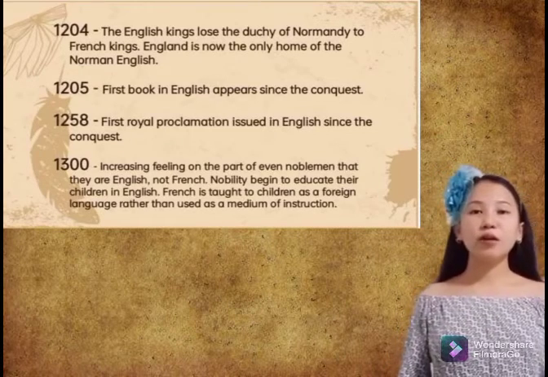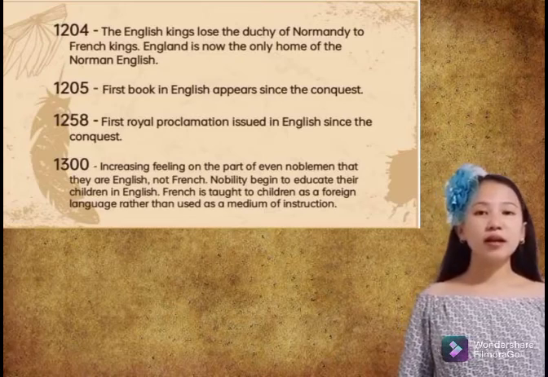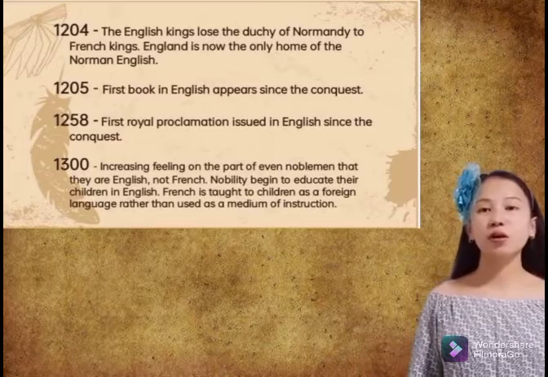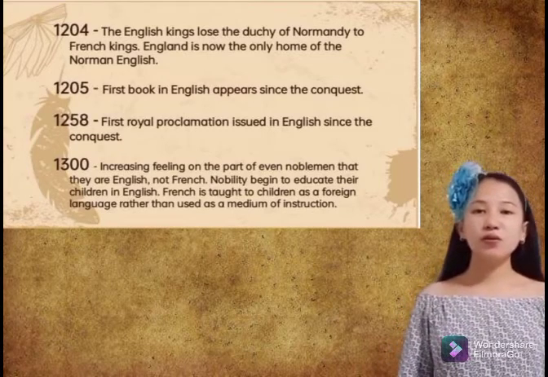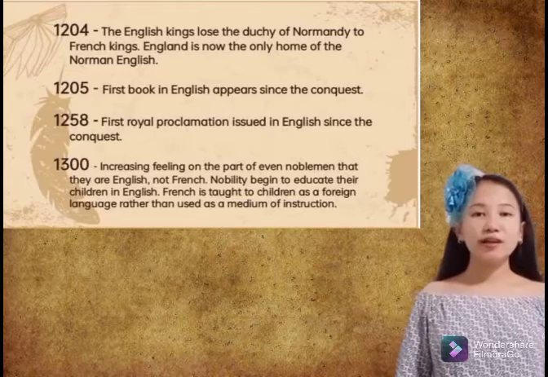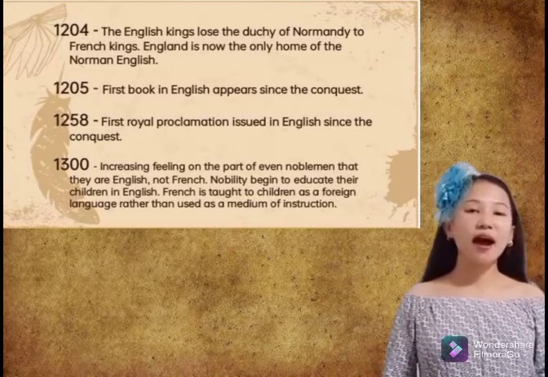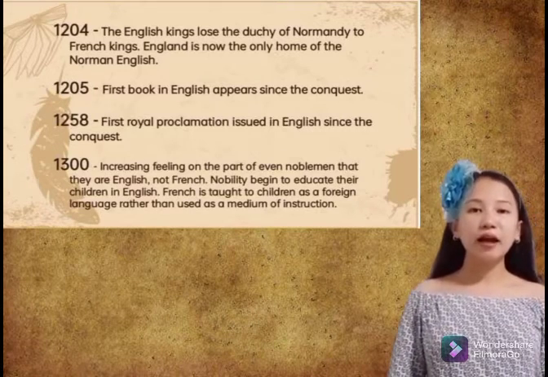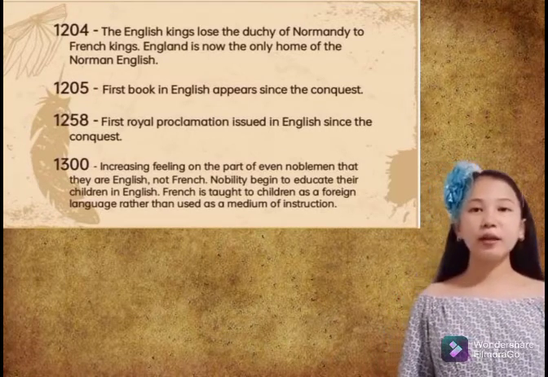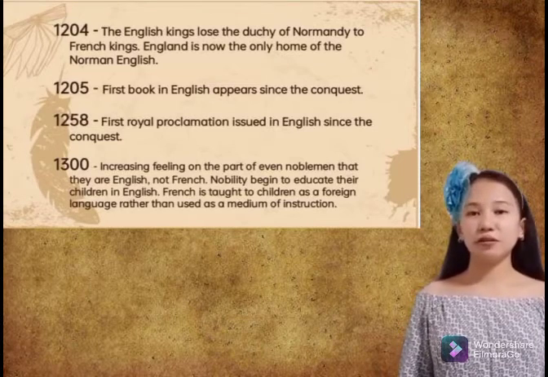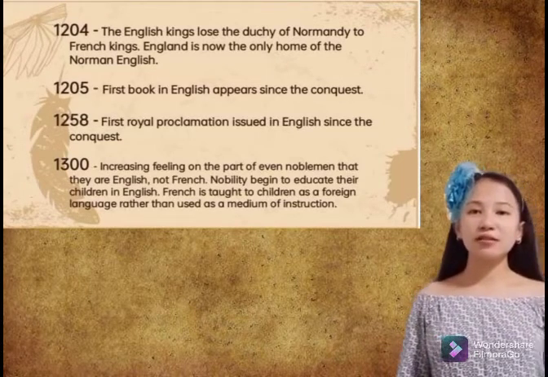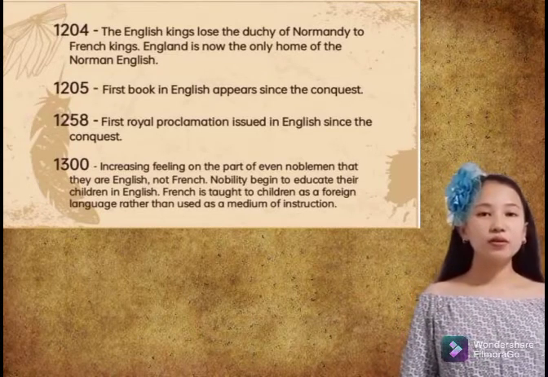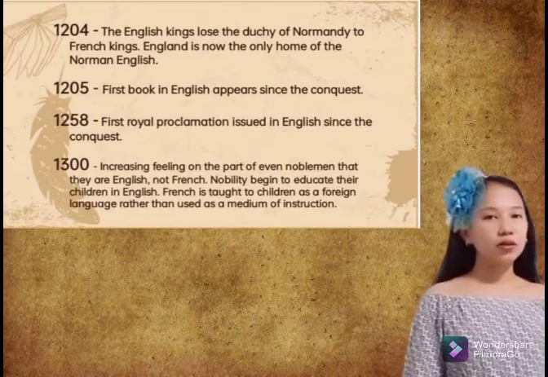But in 1205, the first books in English appear since the conquest. In 1258, the first royal proclamation issued in English since the conquest appears. In the 1300s, there are increasing feelings on the part of even noblemen that they are English, not French. The nobility begin to educate their children in English. French is taught to children as a foreign language rather than used as their medium of instruction.